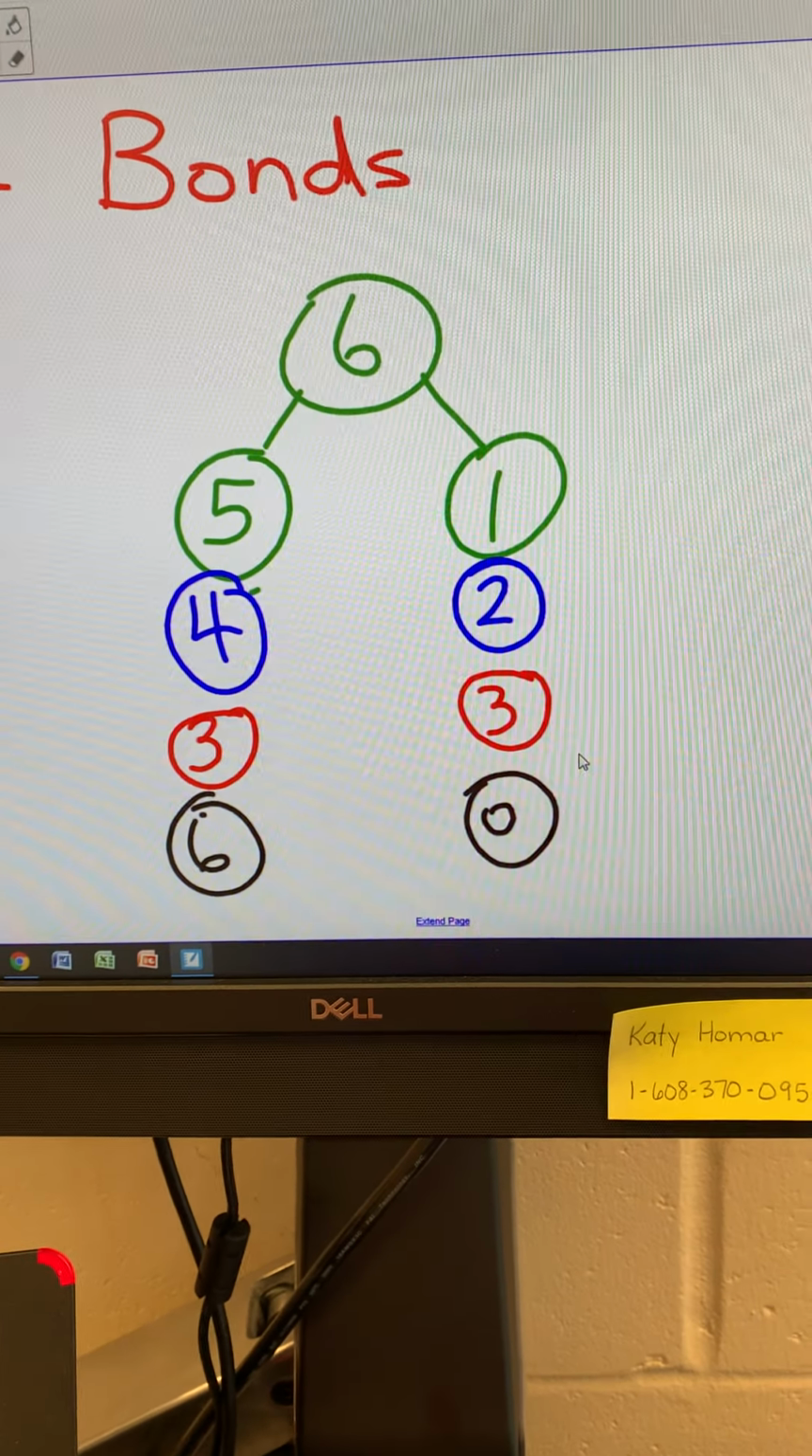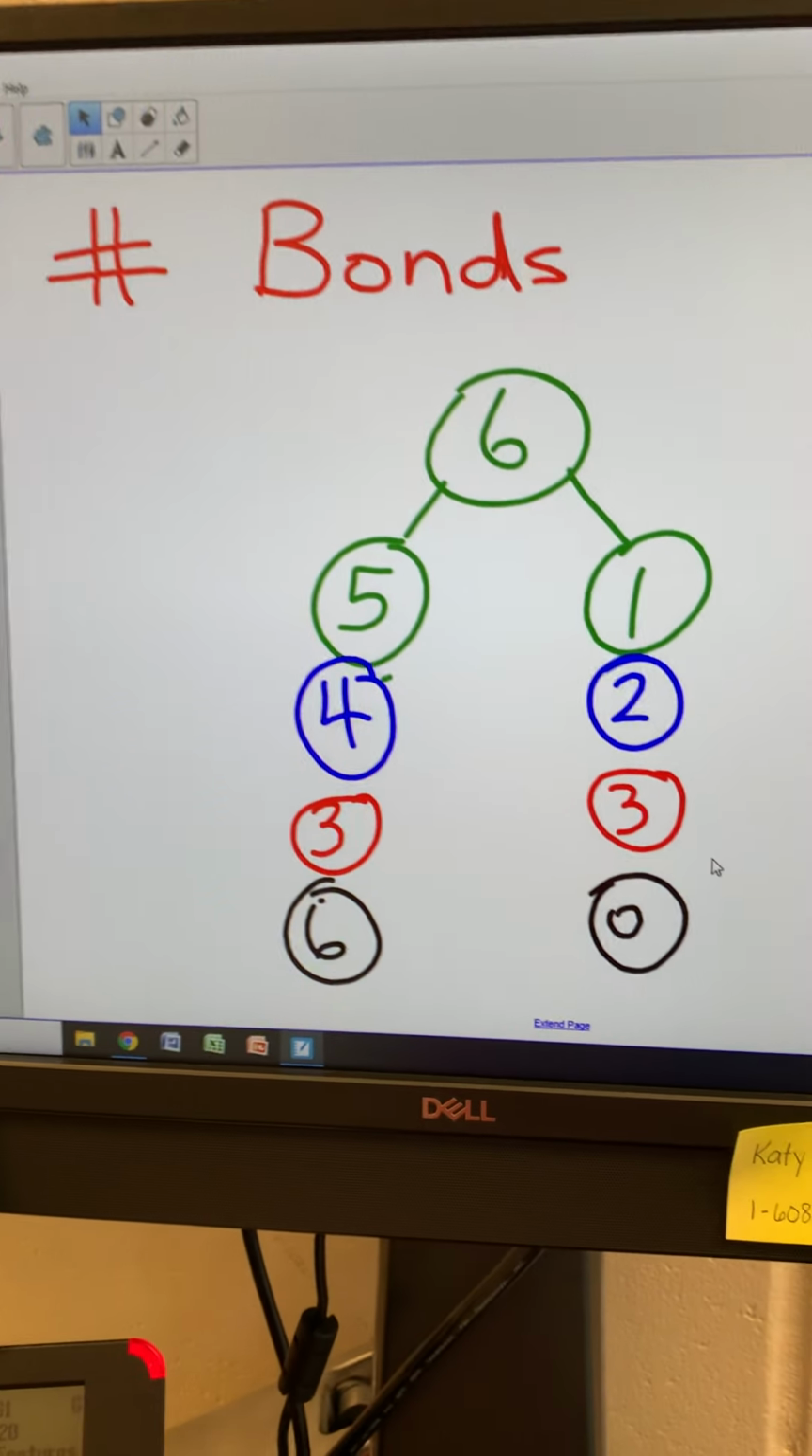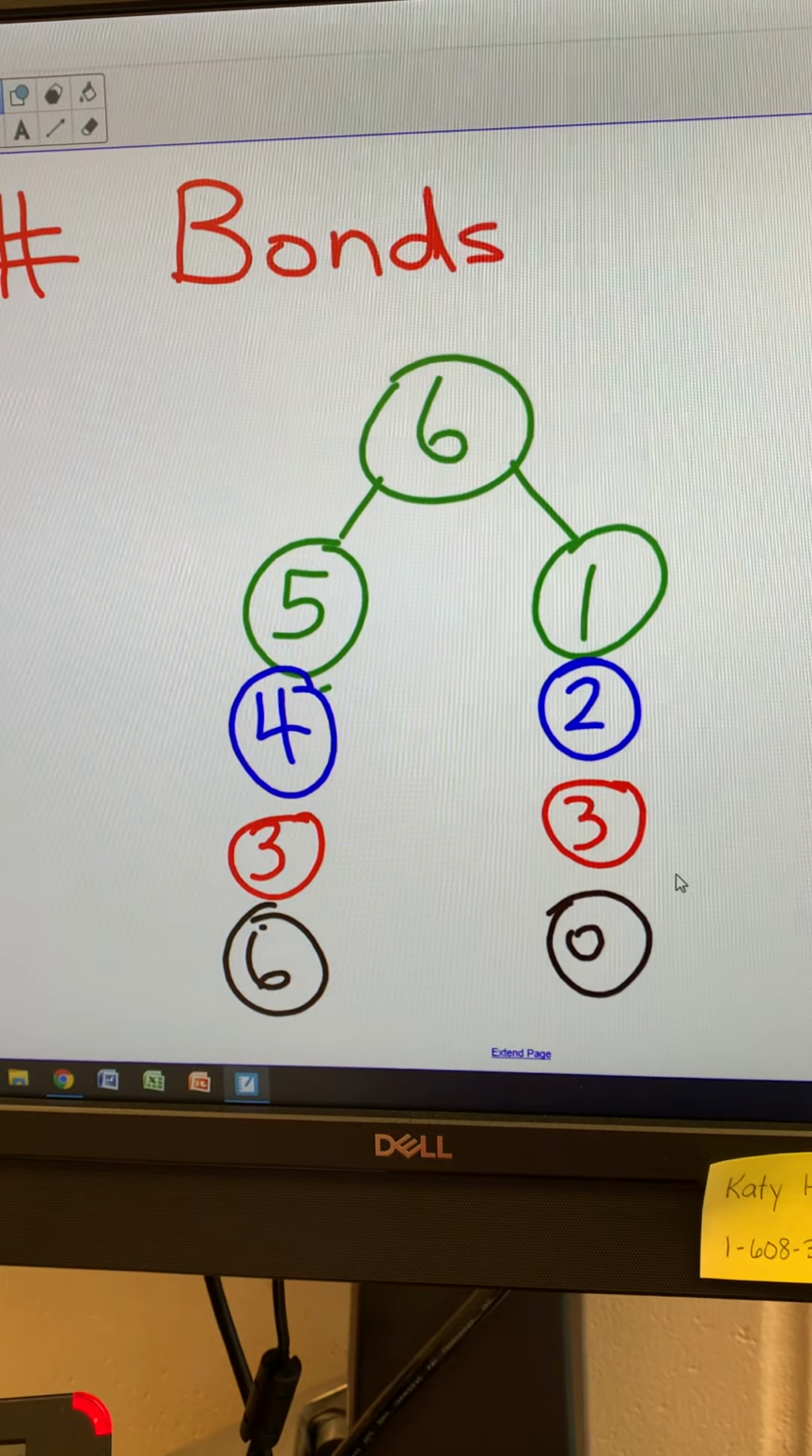Next week, our number talks are not going to be so much on the number bonds, but they are going to be story problems that we will do together in the class.